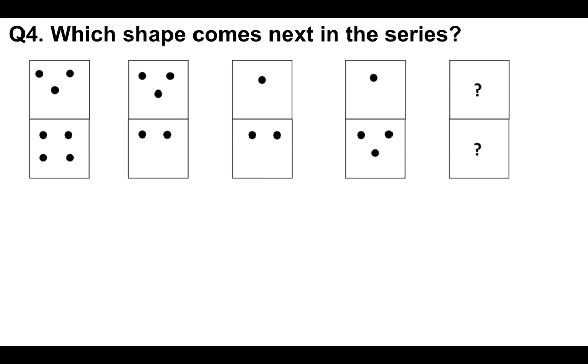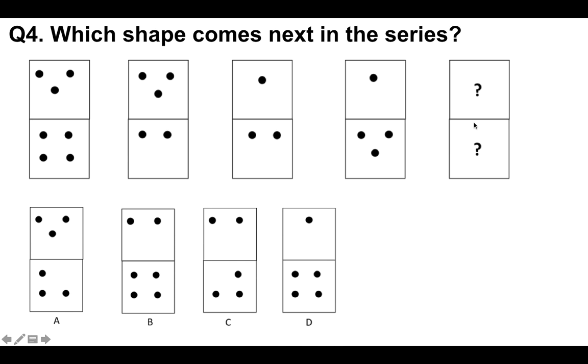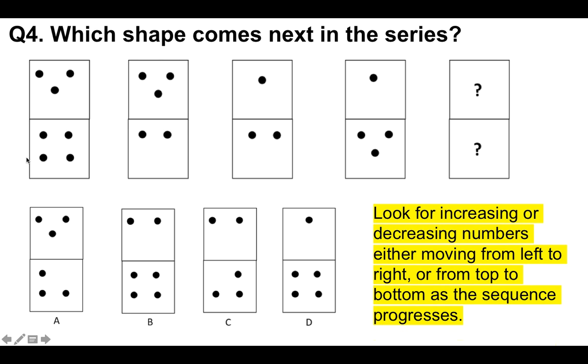Now, this looks like a number of dominoes. Okay, so you've got black circle dots at the top, at the bottom, and there's different numbers throughout. We have to decide from the answer options which comes next here. Now, the way to tackle these is simply look for increasing or decreasing numbers of black dots, either moving from left to right, or from top to bottom as that sequence progresses.